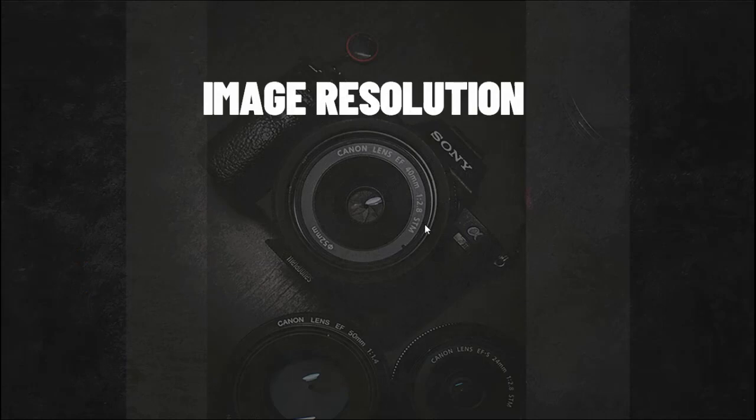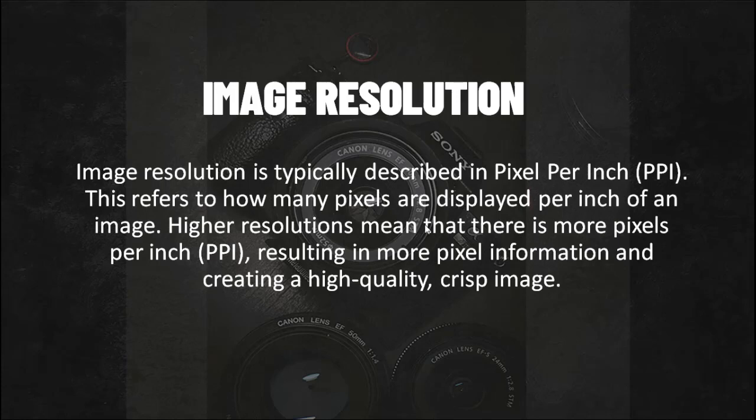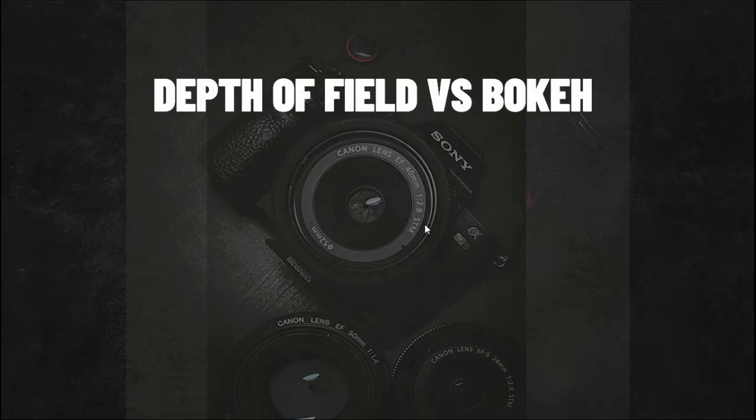And next we want to discuss is the image resolution. Every image has a particular resolution. So what is a resolution? Resolution is typically described in pixel per inch. This refers to how many pixels are displayed per inch of an image. Higher resolutions means that there are more pixels per inch, resulting to more pixel information and creating a higher quality crisp image. So that is it. That's a pixel per inch.